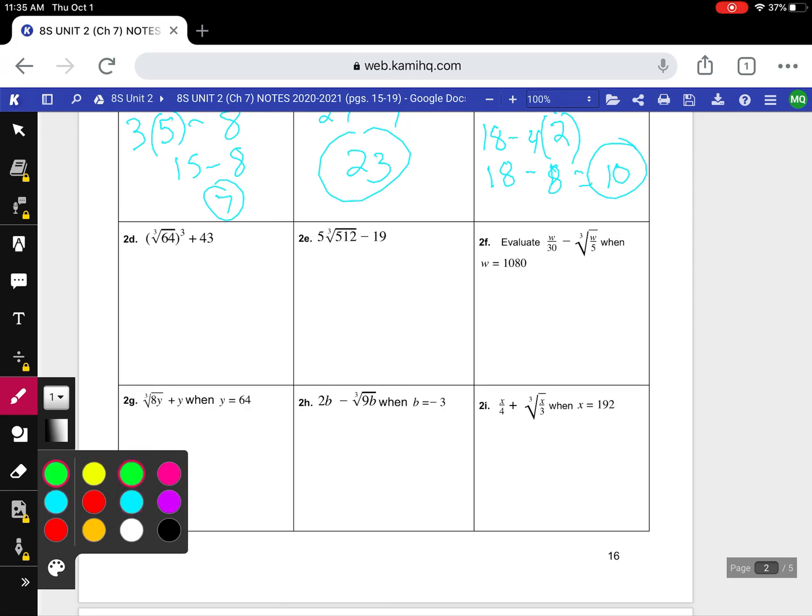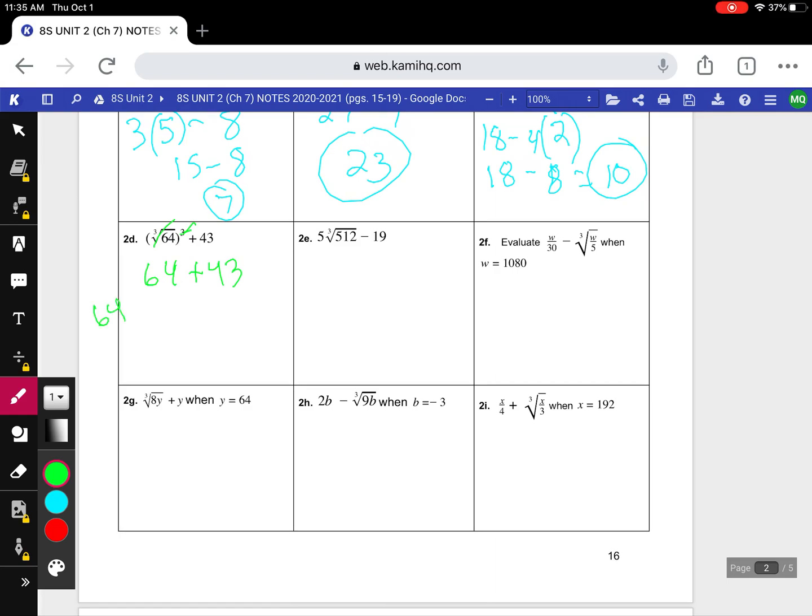Moving right along, we'll skip around a little bit. We don't need to do every single one. Again, we have a cube of a cube root, so those cancel each other out, and we're left with 64 plus 43. If you need to do that on the side, you can. What, 107? That's what I get.